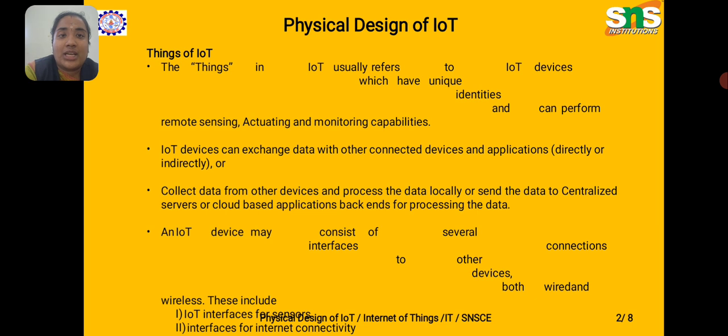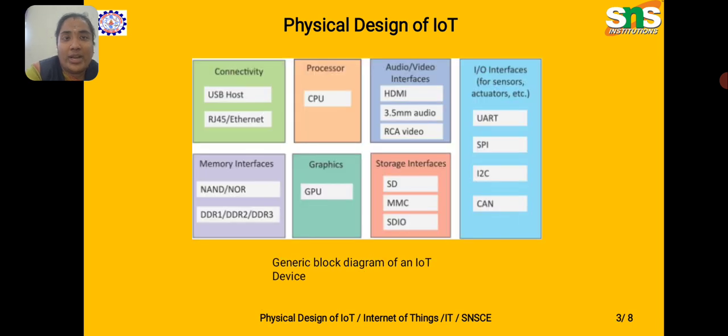At that time, they collect data from other devices and process the data locally, or send the data to a centralized server, which consists of a cloud-based application backend for processing the data. IoT devices may consist of interfaces for several devices, both wired and wireless.